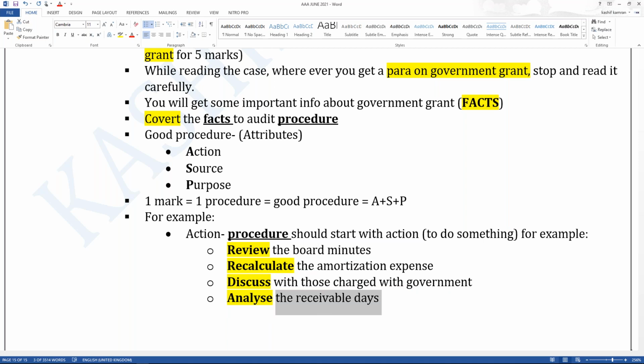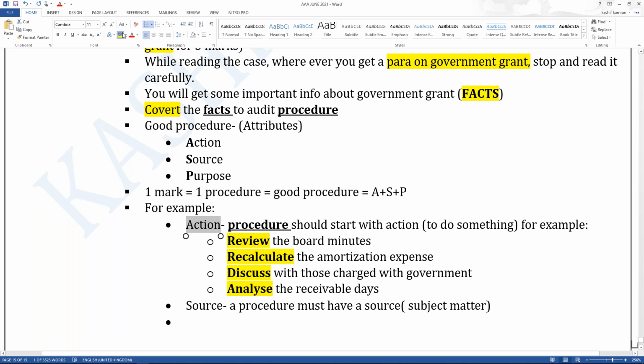Now, after you start a procedure with action, a procedure should have a source. A procedure must have a source. The source means the subject matter. Now look at the example I gave you above. Let me do the action in yellow, and let me do the source in another color, let me do the source in blue.